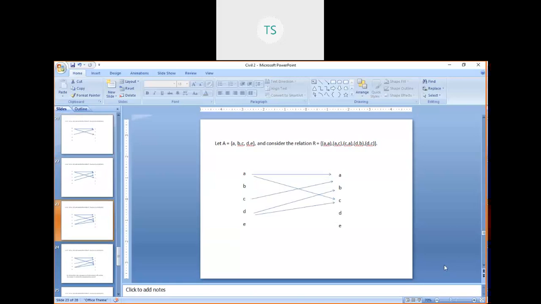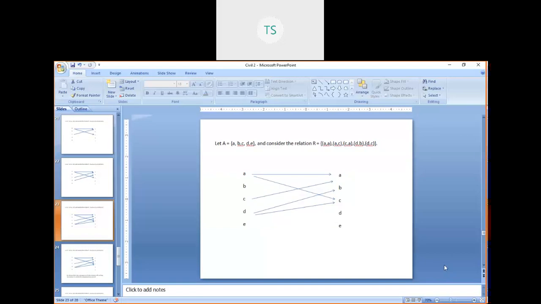See, is it clear how I have represented these ordered pairs with the help of these arrow lines? Is it clear? Yes, ma'am. Yes, ma'am. Hello. Clear. Okay.